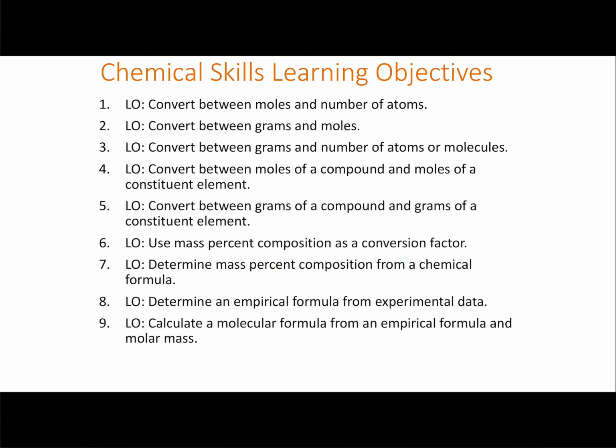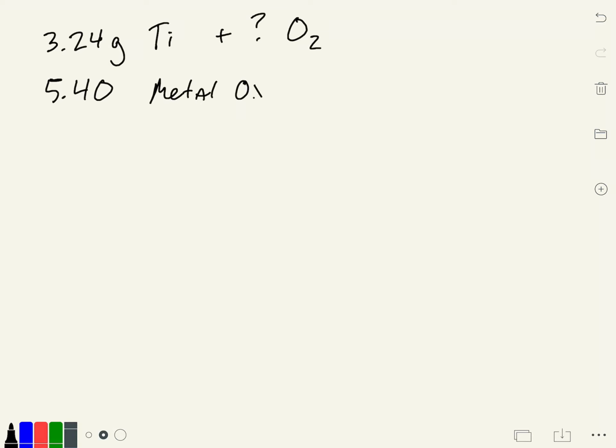Let's do a couple of example problems before I sum up the review here. So first, calculating empirical formulas from reaction data. Let's say you can be given data like this. A 3.24 gram sample of titanium reacts with some amount of oxygen to make 5.4 grams of a metal oxide. So what's the empirical formula?